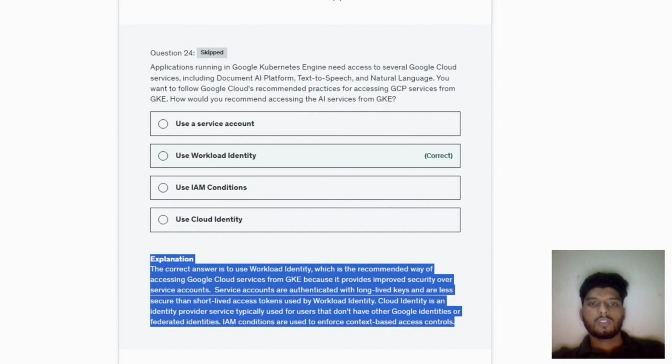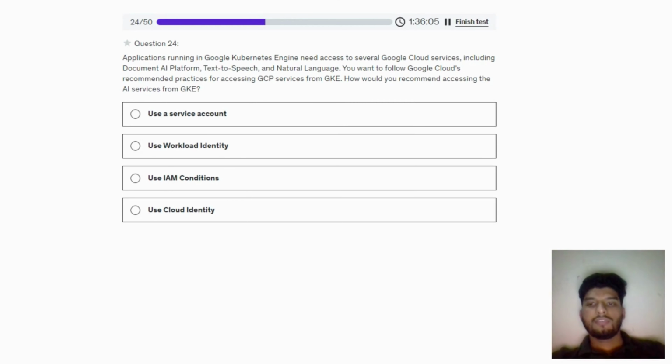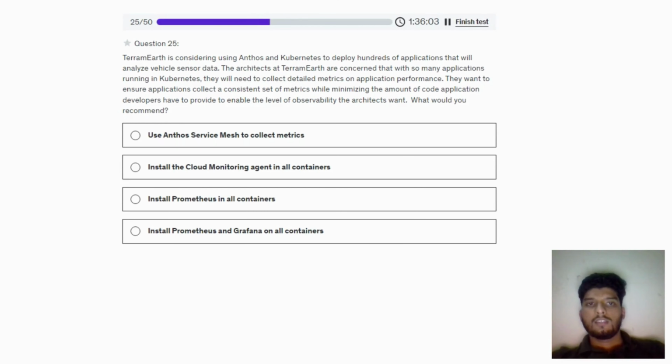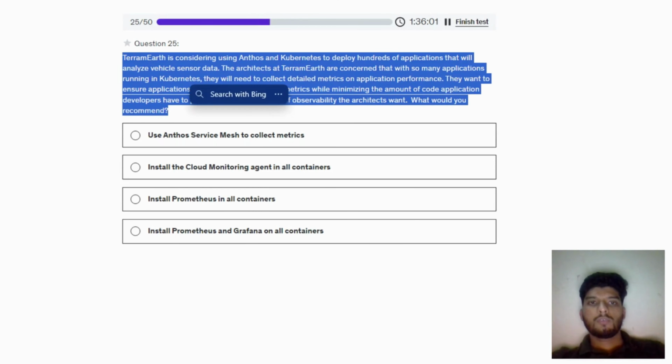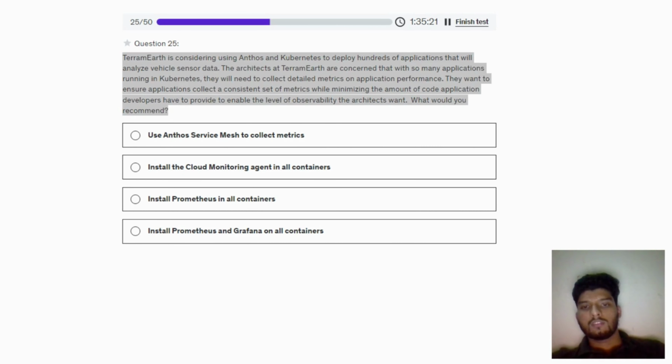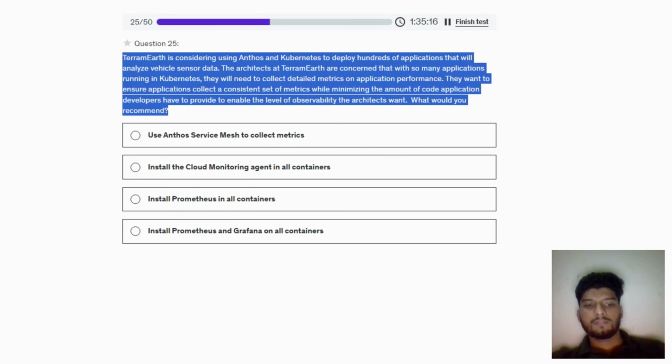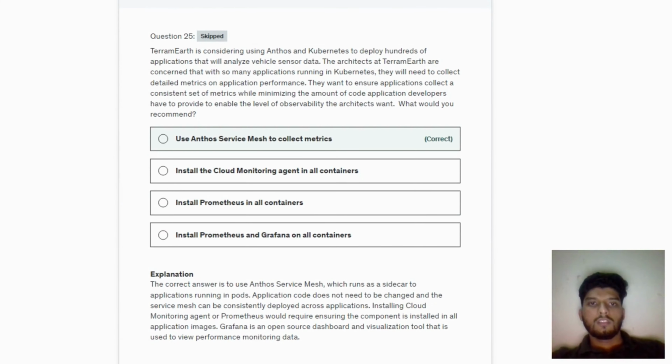So moving ahead to question number 25. Here is question number 25. You have to select the right recommended option. So the right answer is use the Anthos Service Mesh to collect the metrics. And here is the explanation.